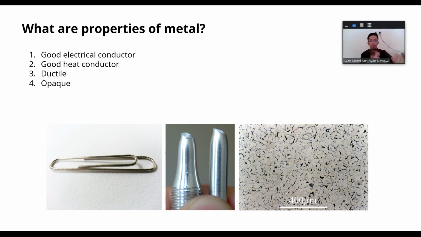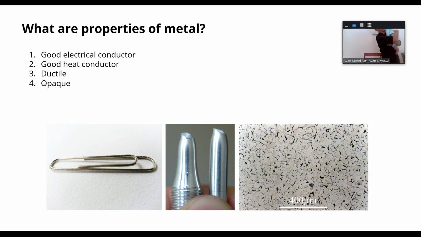And then, metal is opaque. Another property of metal is that it is opaque. I mean, there is no metal that is transparent. Of course, there are people who will claim that there is metal that is transparent, but they do something else to the metal. But in general, metal is opaque.